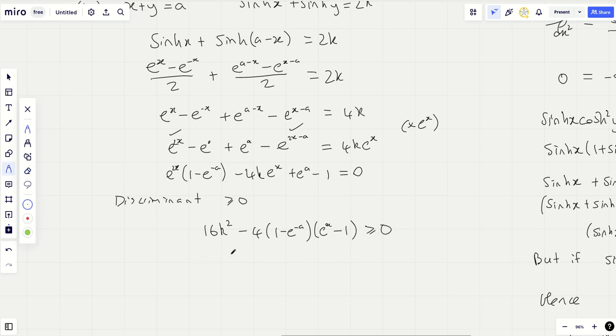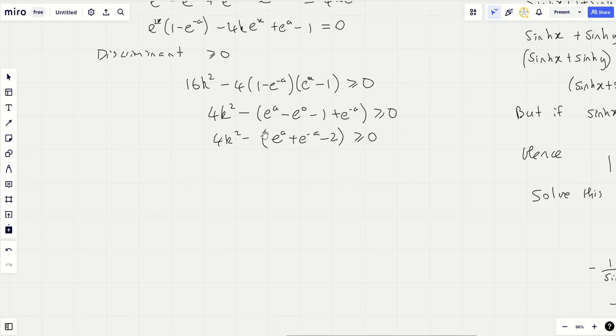That's our discriminant. Divide it all by 4 and multiply out the brackets. You're going to get e to the a, and now let's do this very carefully, you're going to get minus e to the 0, minus 1, and then when you multiply, you've done that by that, plus e to the minus a, is greater than or equal to 0. And what is this? This is 4k squared minus e to the a plus e to the minus a minus 2. That's from that term and that term. That's your minus 2. And that is 2 cosh a, isn't it?